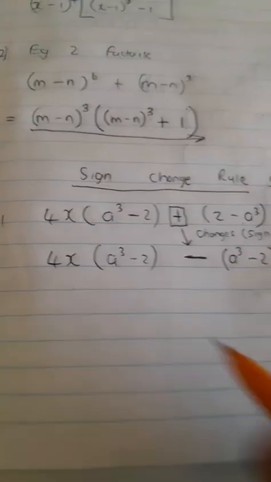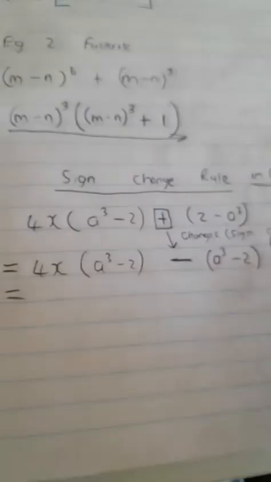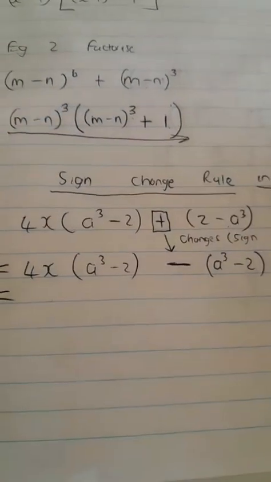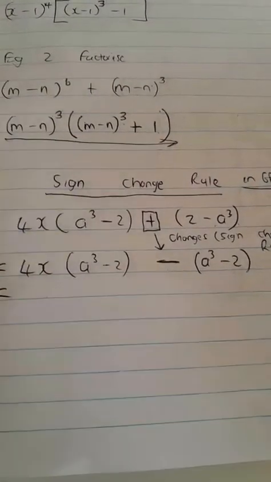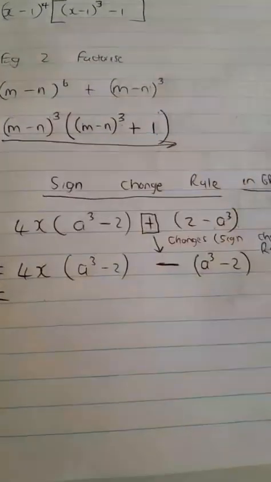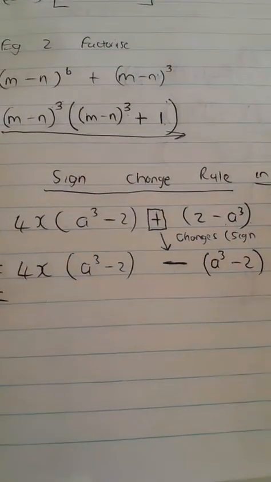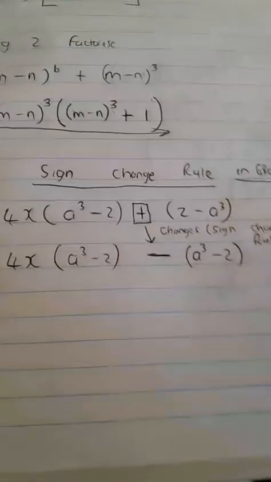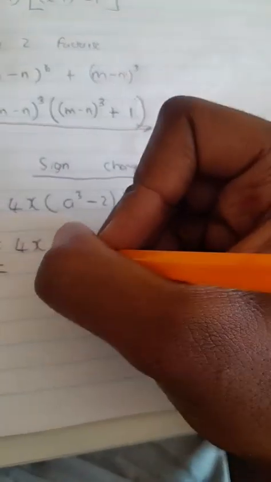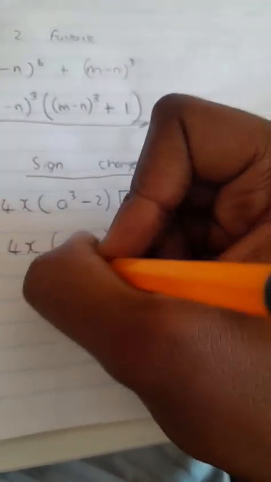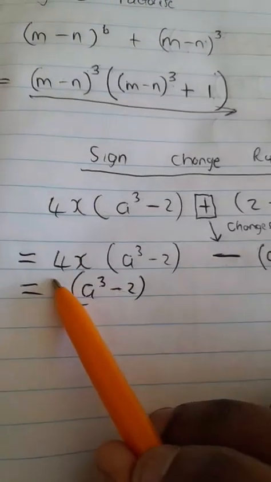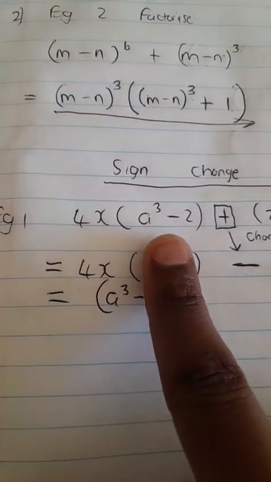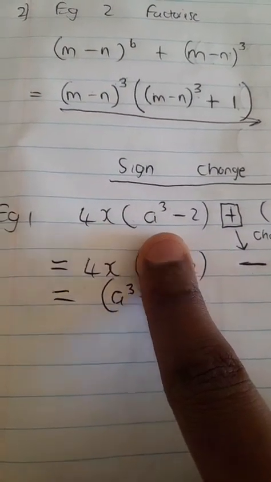Now that we are here, I can ask the question again. Do we have a common expression that we can take out? A common bracket? Now we definitely do. Okay. So that common expression that we take out is a to the power 3 minus 2. We take that out in brackets. Then what are we left with on the left? It is 4x.